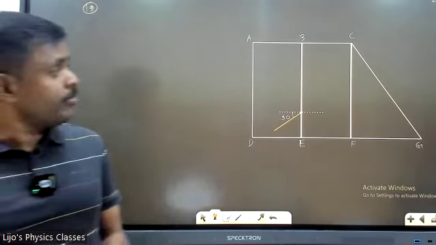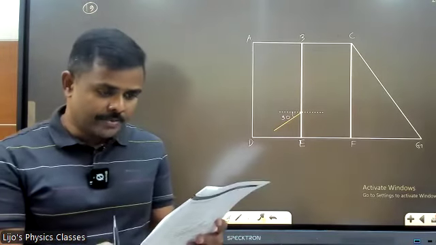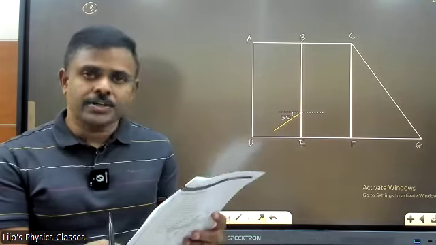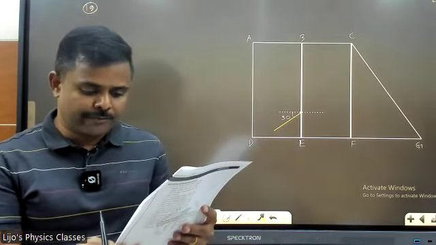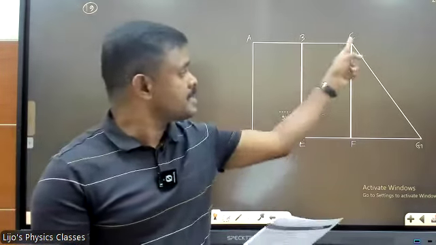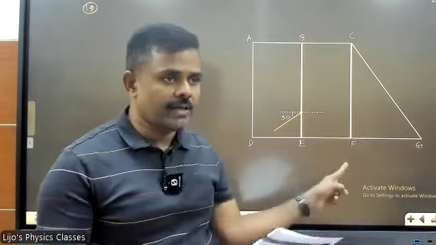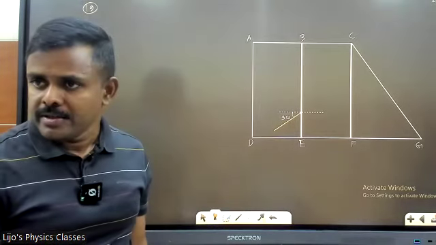Move to the next question now. Question number 19. Read question number 19. The figure shows a water column BCFE. This is water column BCFE. What is the refractive index of water?